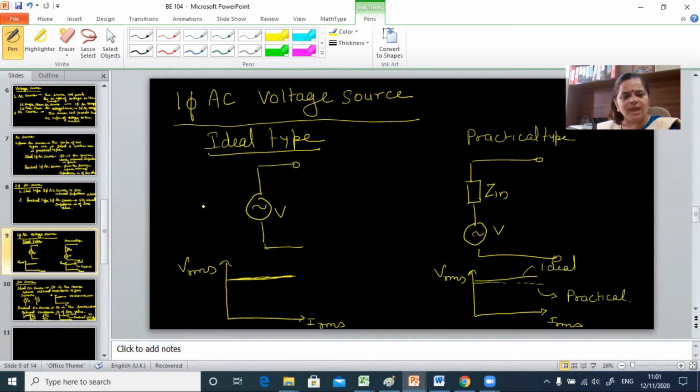ठीक? तो ये क्या है? This is the symbols, okay, and this is the VI characteristic. So this is something about a single phase AC voltage source.